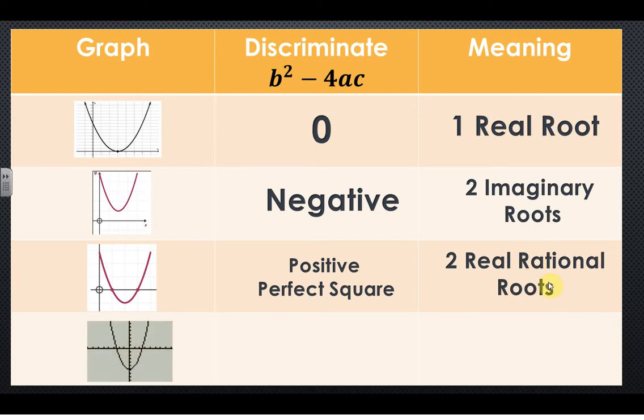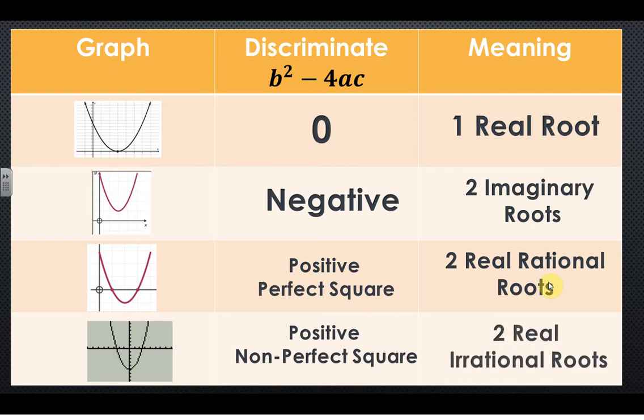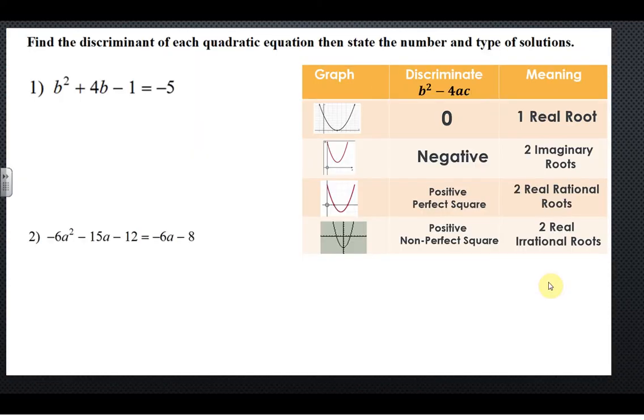Then if you have 2 roots, but they're not in pretty numbers, that means that you have a positive non-perfect square, like 2, 3, 7. When you get radical 30, that stays where it is. But if you get radical 20 and you simplify it, they're irrational numbers. So 2 irrational roots. They're real, but they're irrational. So keep that chart in mind.